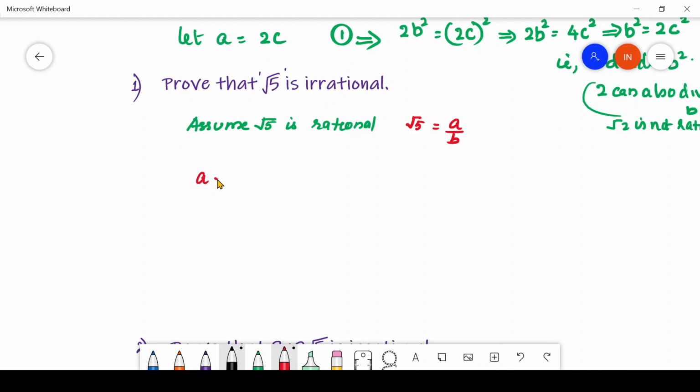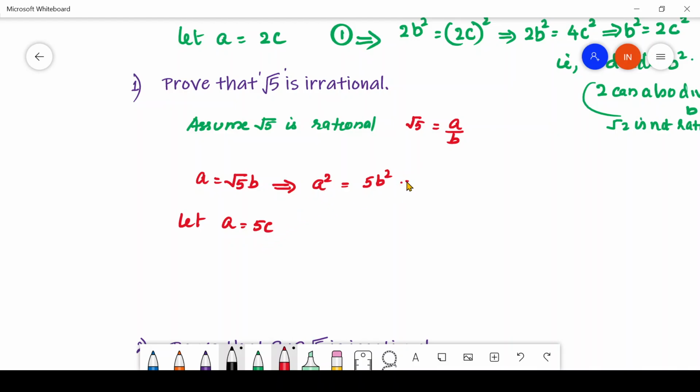So we can write a is equal to root 5 b. What is a square from this? A square is equal to, yes, 5b square. Therefore, a square is divisible by what? 5. It can also be divisible by which number? 5, right? Okay. So we are writing, let this a is equal to 5c. Okay, a is equal to 5c.